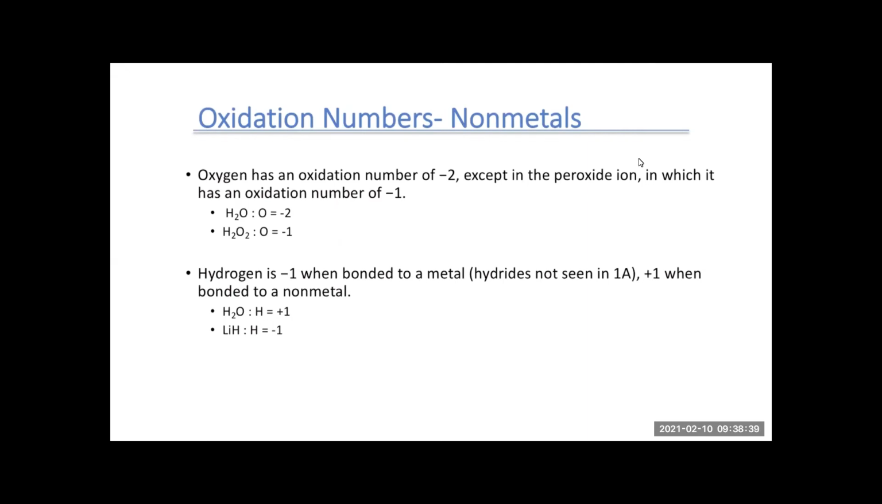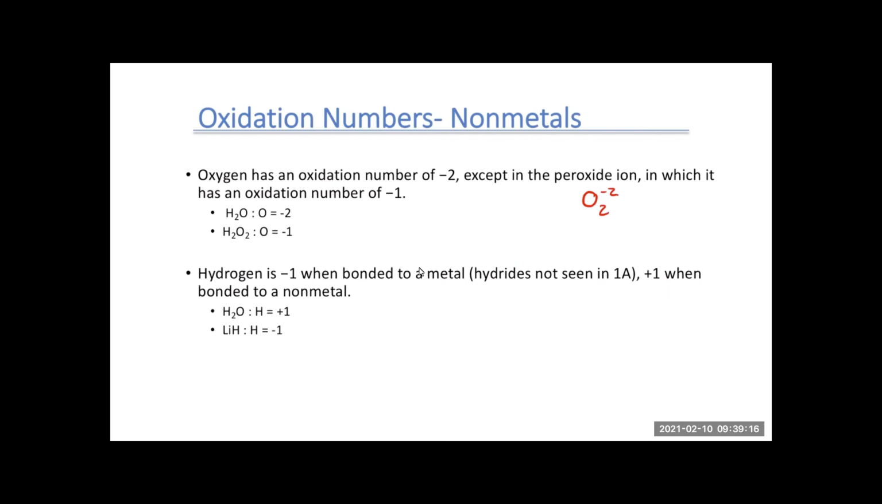With one exception of the peroxide ion. If we remember, peroxide ion is O2 2-. Each oxygen in the peroxide ion has a -1 charge, and therefore has an oxidation number of -1. So if I have something like water, oxygen would have an oxidation number of -2. If I have hydrogen peroxide, oxygen would have an oxidation number of -1.